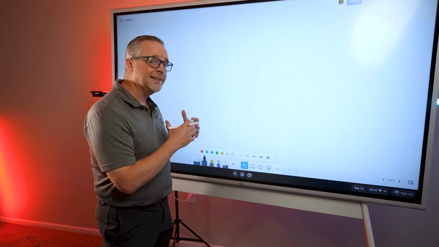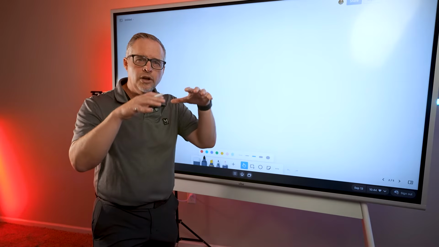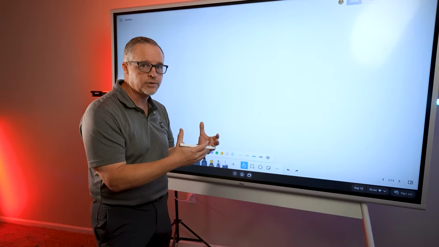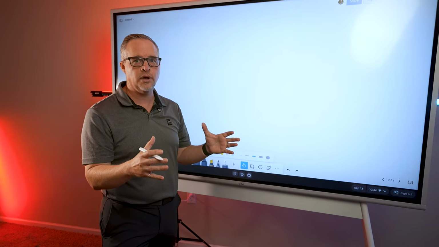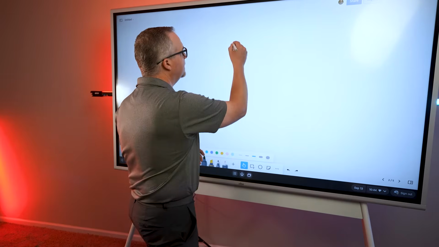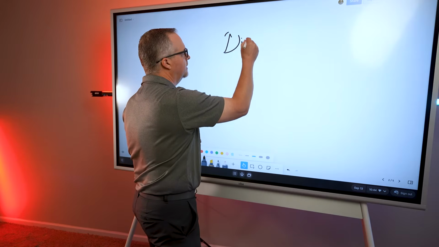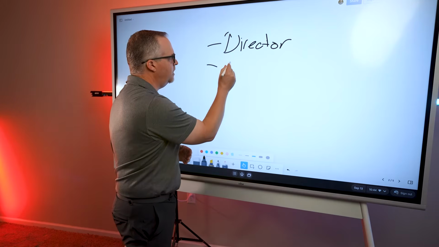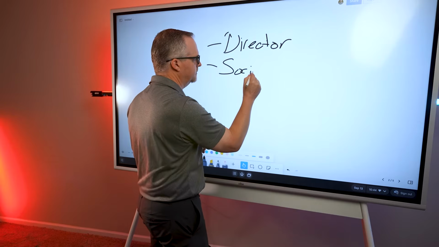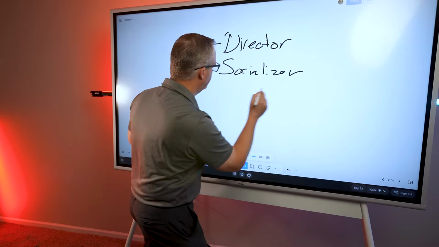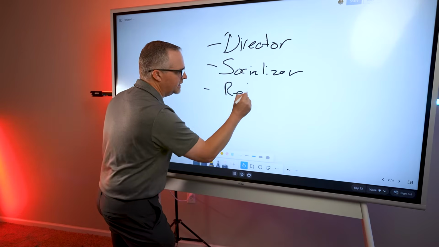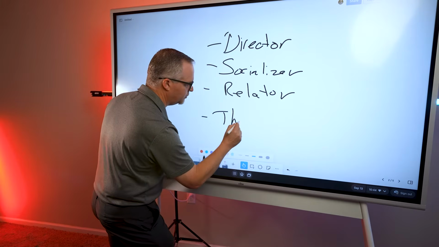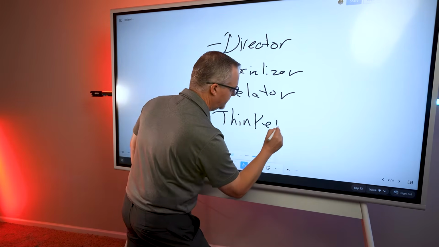So what I'm gonna do is I'm gonna list out the buyer types, and then we're gonna go through each one of them so that you can figure out who you're talking to and exactly how to sell each one. So the very first one is the director. The second one is the socializer. Number 3 is the relator. And number 4, this is the dreaded thinker, okay?